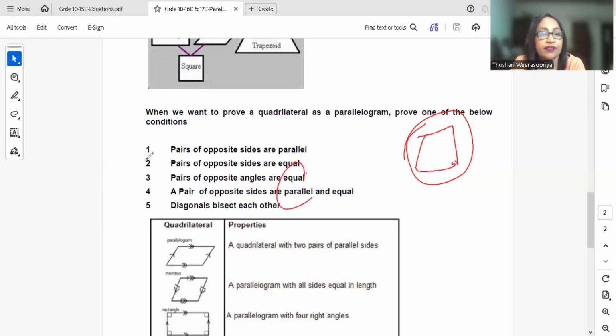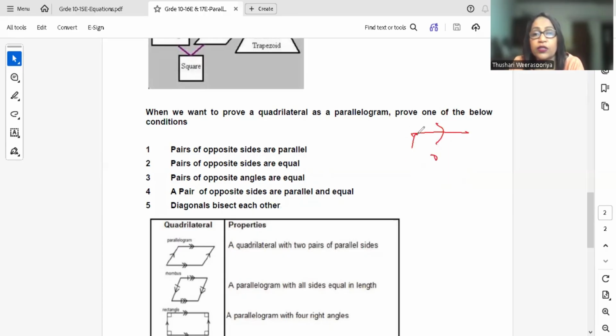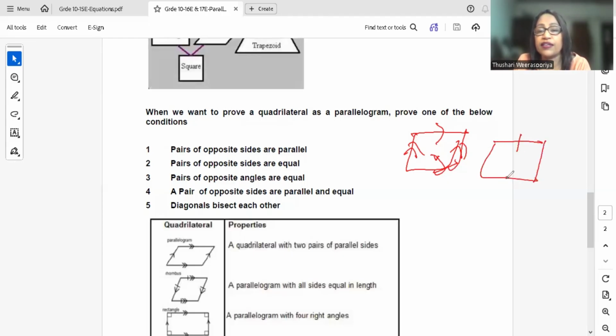Right? The first case is that both pairs of opposite sides are parallel. In a quadrilateral, if we can show the two pairs of opposite sides are parallel to each other, that's a parallelogram, right? Second, both pairs of opposite sides are equal. If you can show this equals this and this equals this, that's a parallelogram. Third, both pairs of opposite angles are equal. If I can prove this angle equals this angle, and this angle equals this angle, that is also a parallelogram.